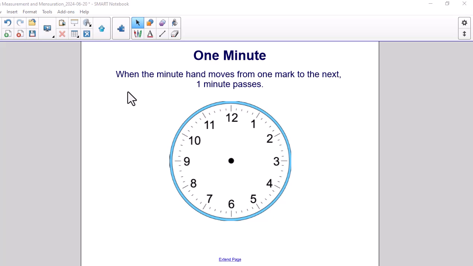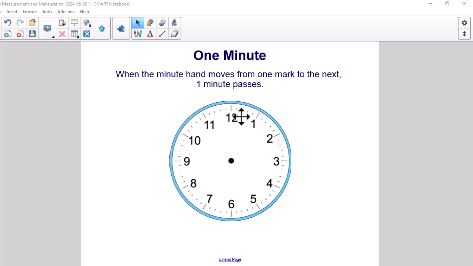1 minute. When the minute hand moves from one mark to the next, 1 minute passes. So if the minute hand is pointing at the 12, the next mark right after that, and I refer to that as a tick mark, that tick mark represents 1 minute.